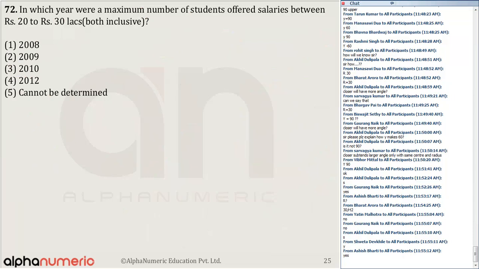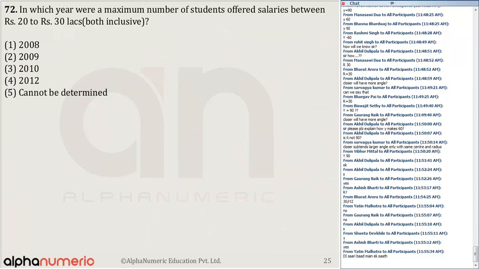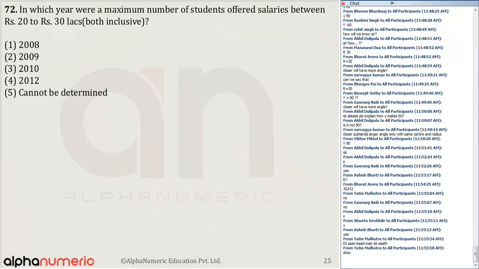The correct answer is option 5. Sayad, 1 minute, dekhne do. Sorry, the correct answer for... 1 second, 1 minute, mujhe padhna padega is question ko. Nahi, abhi finish kar denge. The correct answer for question number 72 is option 5, cannot be determined.